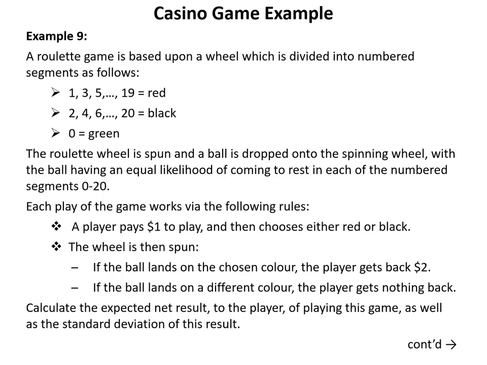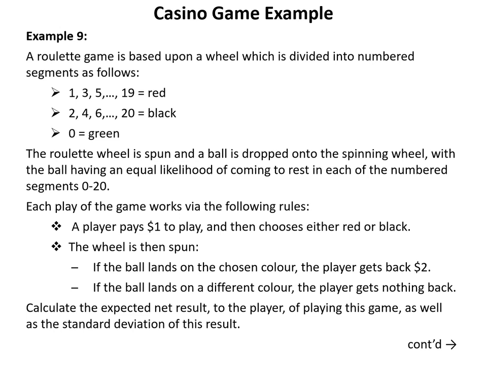In example 9, we take a look at a casino game example. We have a roulette game here, which is one of the more common types of games you might see in a casino. And it's based upon a wheel, which is divided into numbered segments as follows. So in this particular roulette wheel, the red numbers are the odd numbers from 1 through 19. The black numbers are the even numbers from 2 through 20, and there's one additional number that's green, and that is 0.